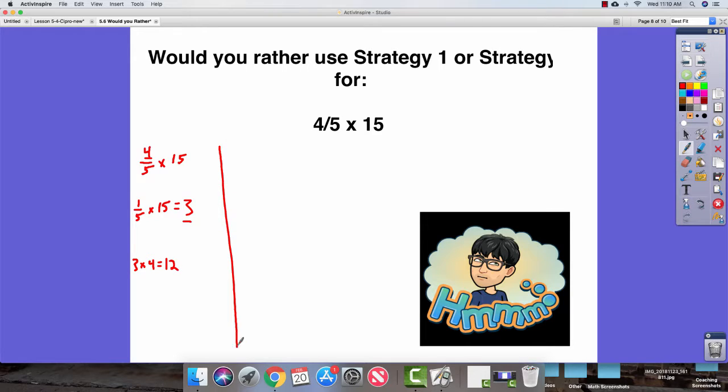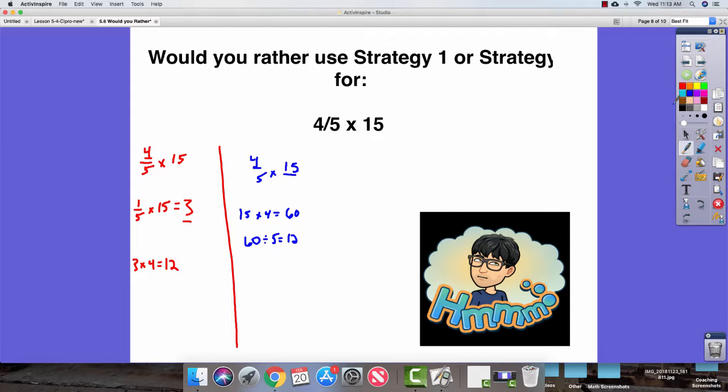Let me use strategy 2, and I'll put that in blue over here. 4/5 times 15. Strategy 2 says to take my whole and multiply by the numerator of my fraction. So 15 times 4, and I get 60. And then I can divide 60 by my denominator. So 60 divided by 5, and I get 12. So both strategies, again, got me the same answer.